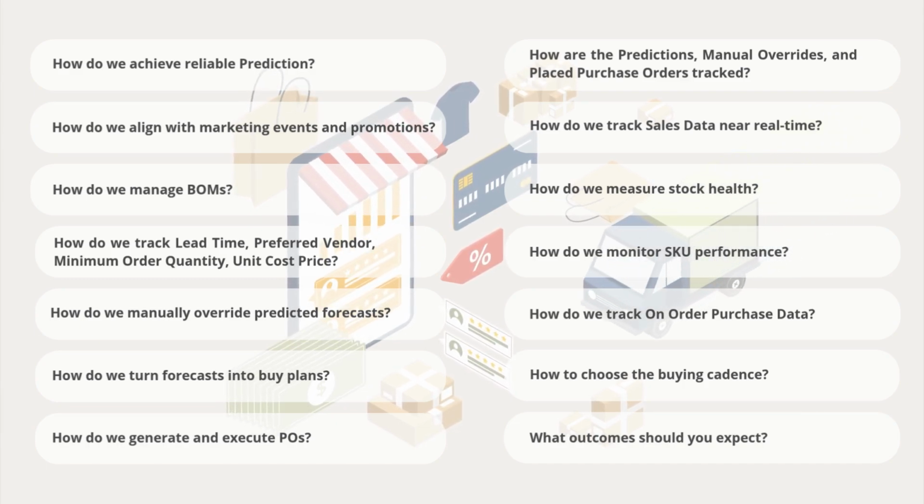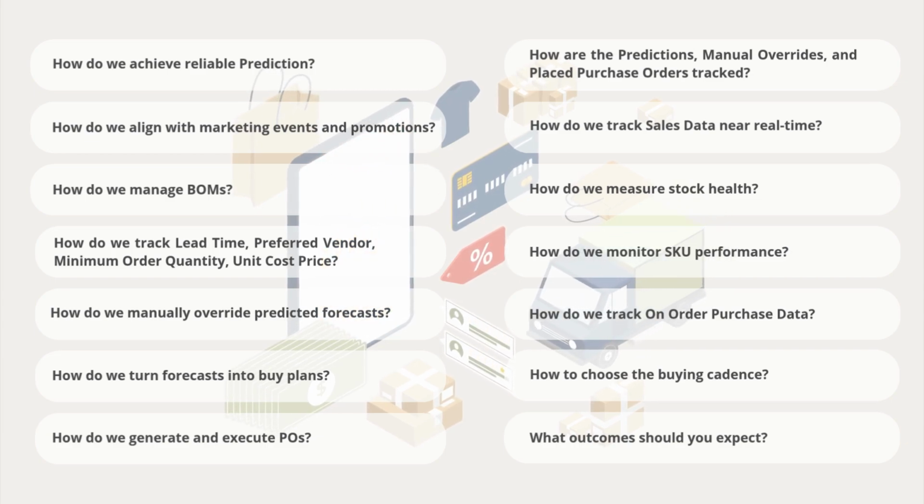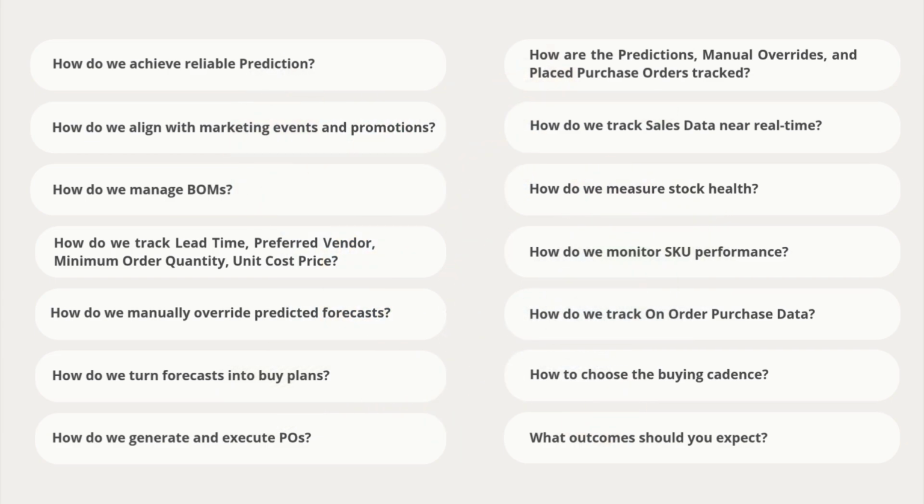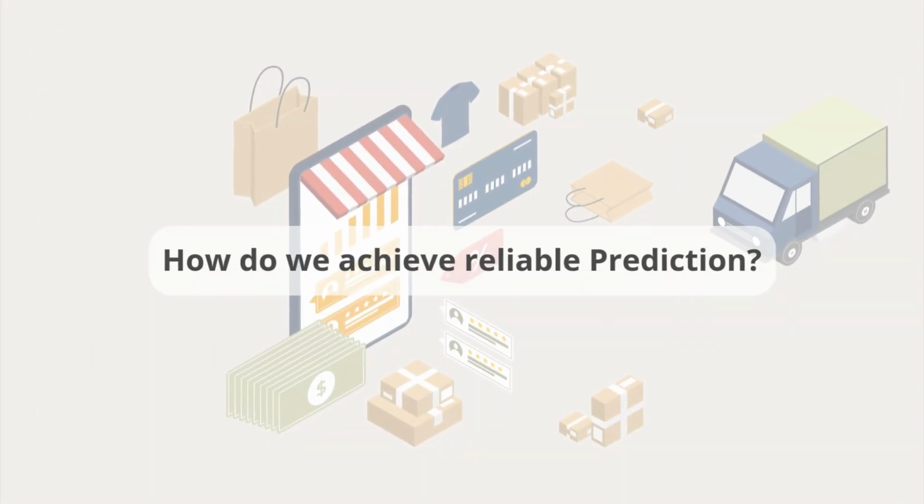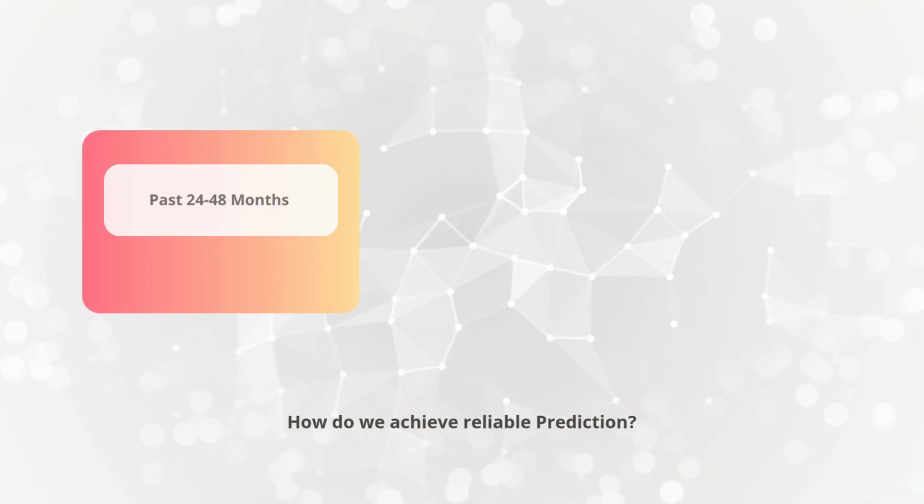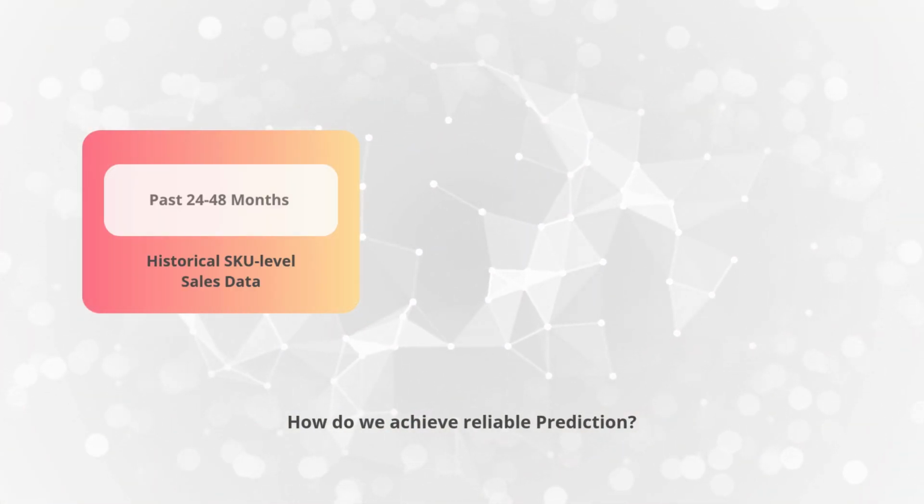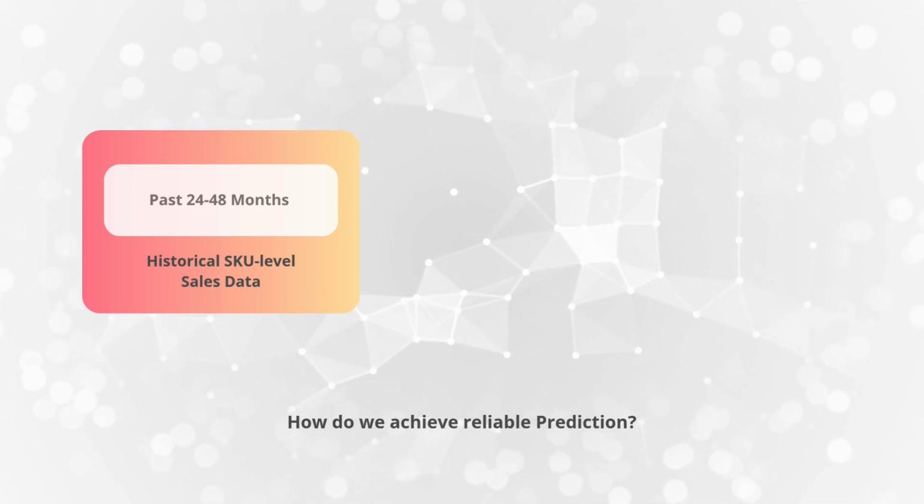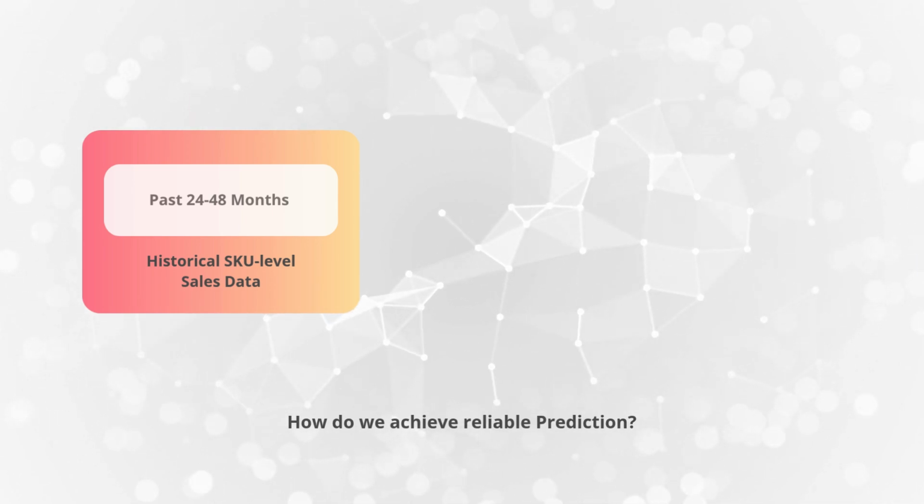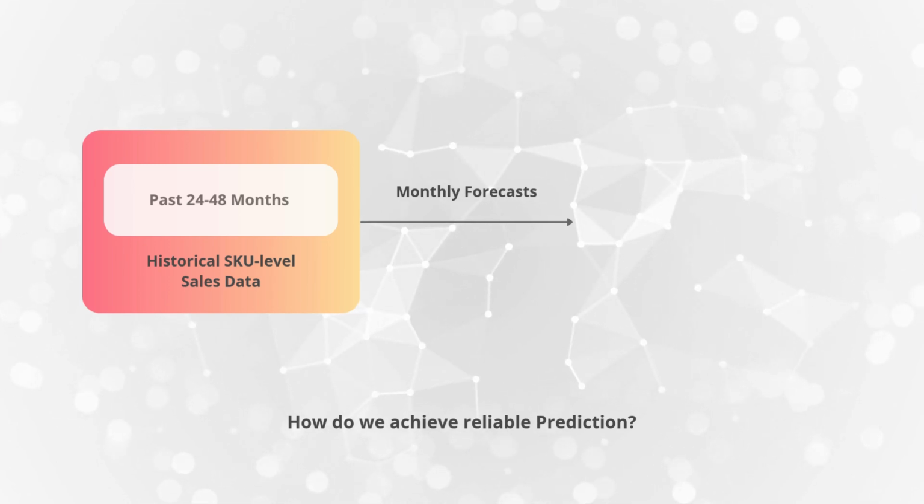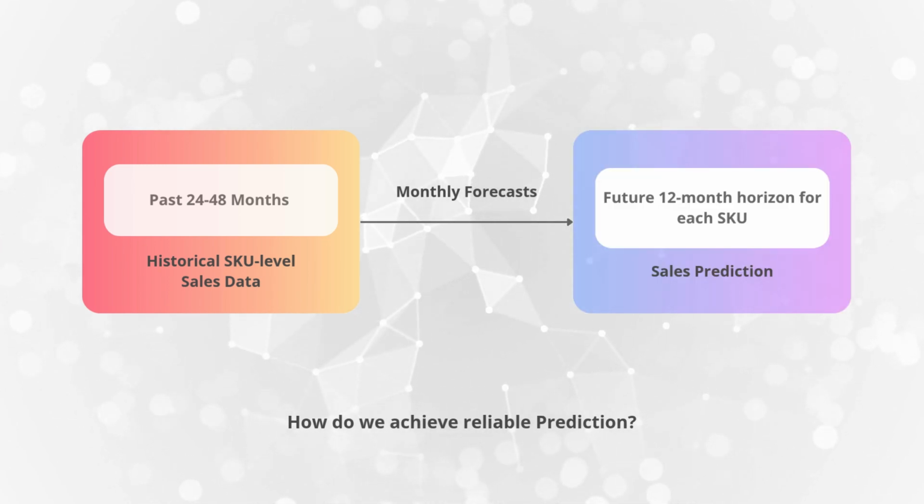These questions relate to your business challenges, and at the same time, they give you an overview of the core capabilities of the tool. How do we achieve reliable prediction? We use 24 to 48 months of SKU history, depending on the nature of business, so that seasonality and promo patterns are captured. Forecasts run monthly and produce a 12-month horizon for each SKU.